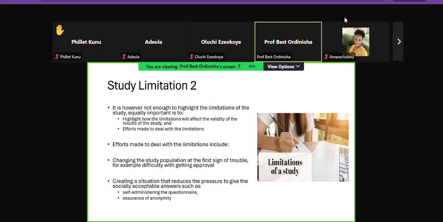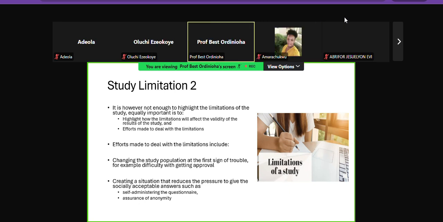For example, if your study is very sensitive, you have to consider self-administration, so that the person can complete the questionnaire in the privacy of his or her room. But if you choose self-administration, it means that you have to increase the sample size to allow for non-response, because you are not likely to get all the questionnaires.